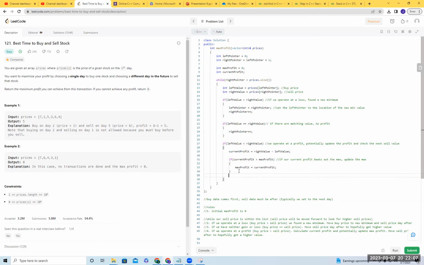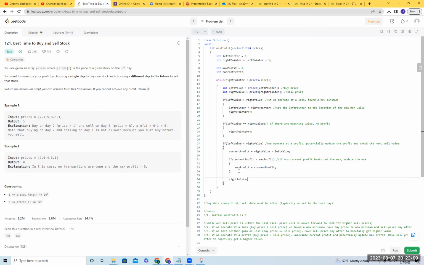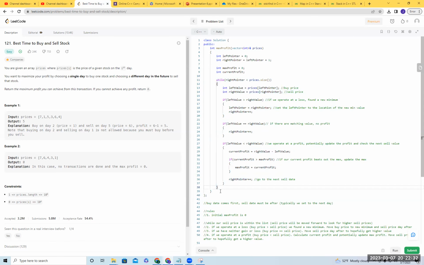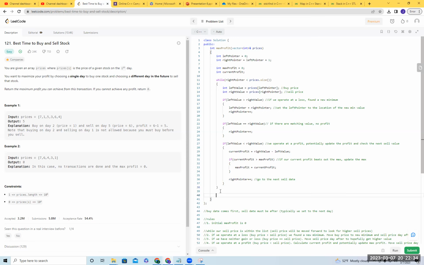Then the next thing is we also want to move our sell date in the future, to go to the next sell date, one day ahead, to hopefully get, once again, a higher sell price and make more of a profit. But notice in this case, there's one last thing to do. While this is iterating, those are the three possible conditions. Once it's done, our max profit is going to have the actual max profit value, so all we need to do is return that max profit.